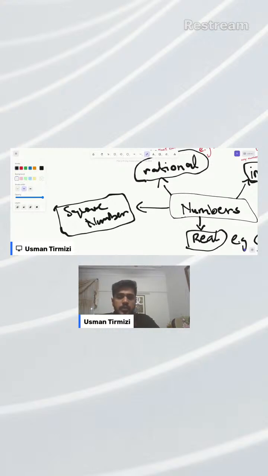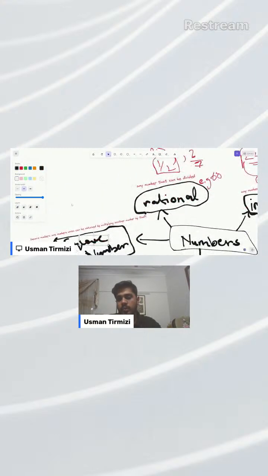Okay, so typically a square number is any number that can be obtained by multiplying a single number with itself. What do I mean by that? Let me first write down the definition over here. A square number is obtained when multiplying a number with itself. That's why we call it a square number.